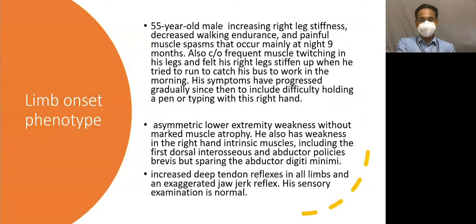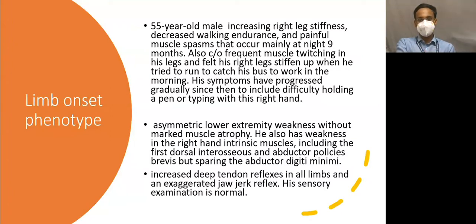So I thought I'll end with a few clinical scenarios so that it's something you will remember. The classical presentation of a limb onset phenotype would be this: a middle-aged gentleman coming with stiffness in the leg, difficulty in walking, and significant muscle cramps at night for nearly a year, then subsequently noting twitching in the muscles, and then progressively involving the hand. This segmental rostrocaudal kind of involvement is what we generally see.